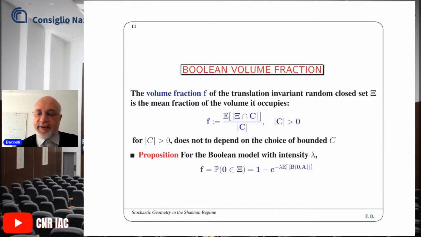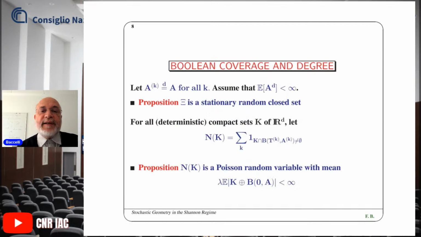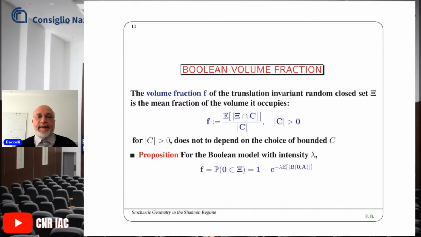Okay, so when you see the picture of what I was showing here, you might also ask what is the fraction of space which is occupied. It's called volume fraction. And volume fraction is defined as the ratio E of the volume of Xi intersected with C, where C is any Borel set of positive Lebesgue measure, divided by the volume of C. By stationarity, you can show that this does not depend on C. And this is the fraction of space which is covered. And in the Poisson case, one can compute explicitly the volume fraction, which is also the chance that the origin is covered, which is nothing else than 1 minus e to the minus lambda times the expectation of the volume of the random ball of center zero and radius A, where A is a typical radius.